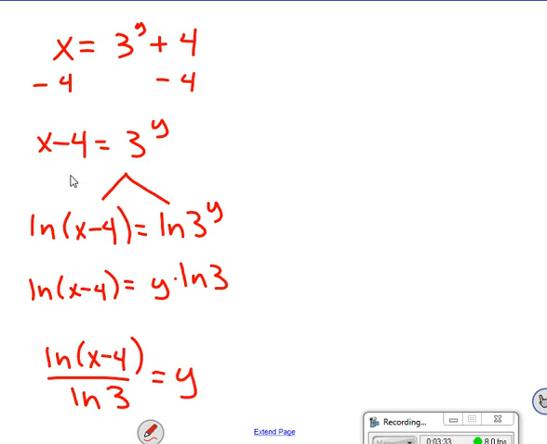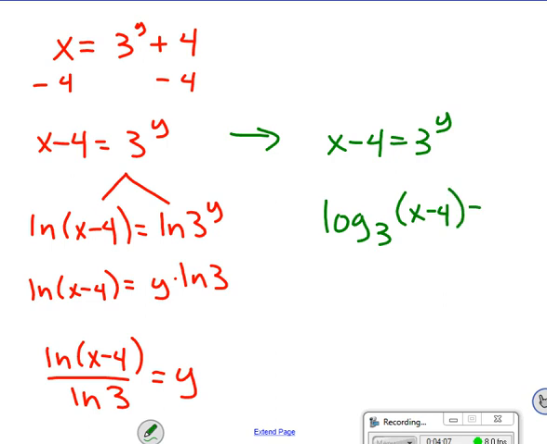When you're trying to find the exponent, you undo by logging both sides with some base, usually ln or log. If we go back up here, a more elegant solution, in terms of finding the inverse, is to think the inverse of the exponential equation with base 3 is to turn it into its log equation with base 3. So I would do log base 3 of x minus 4 equals y. That's a little simpler inverse.